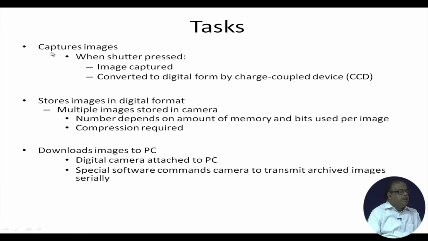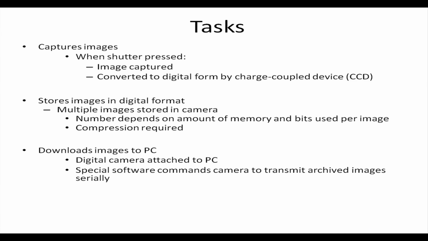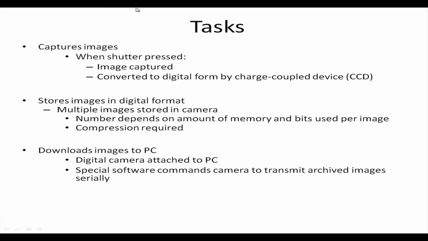But here we see that when we capture images, we have got a CCD camera. We will capture the images using the CCD. That means, when the shutter is pressed, the image is captured, and then that image is converted to digital form by the charge coupled device. The image will be incident on the lens, and from there it will be received by the charge coupled device, which will convert the image into a digital form.